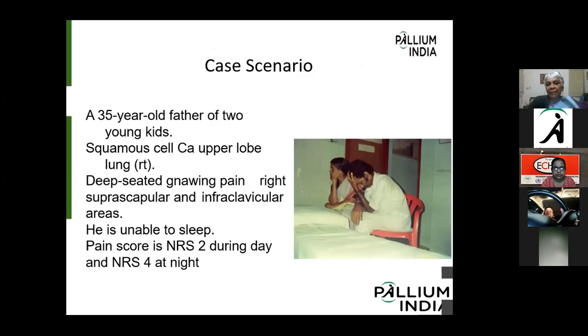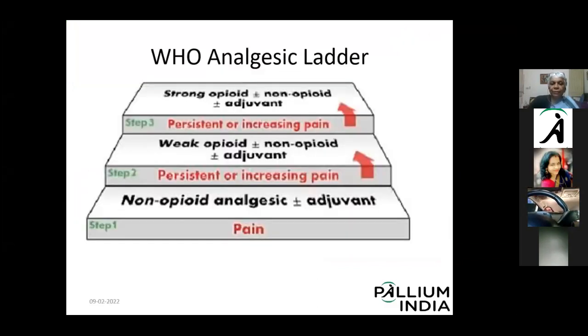Now, let me start with the case scenario. A 35-year-old father of 2 young kids. He had squamous cell carcinoma in the right upper lobe. The pain was a deep-seated gnawing pain, localized to the right suprascapular and infraclavicular areas. He was unable to sleep. The pain score was mild, around NRS 2 during the daytime, but at night it went up to 4. Okay, so we will discuss how we manage this case at the end of the presentation.